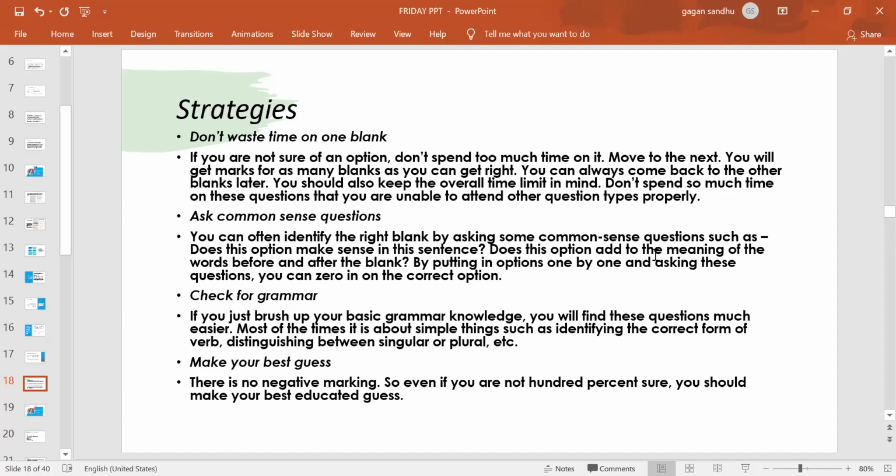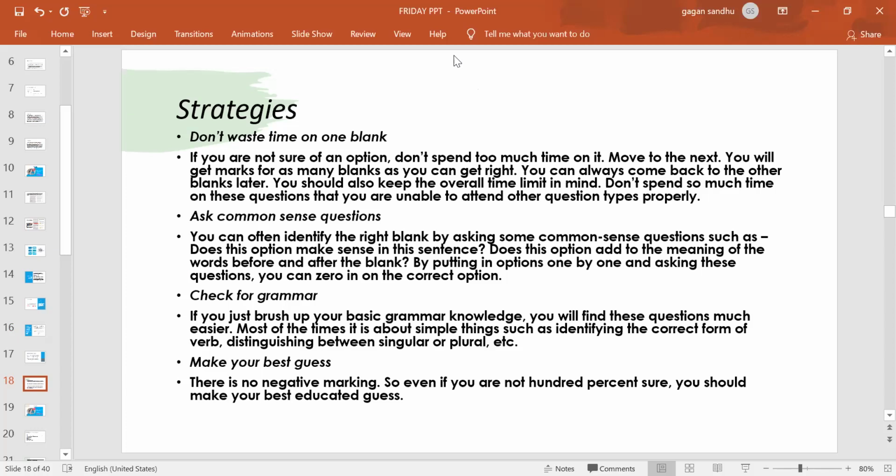If you feel like no, it is not in accordance with those words, then definitely there is something wrong with the option you have selected. By putting in options one by one and asking these questions, you can zero in on the correct option, right? Sometimes we don't understand what can be there, so just pick one option and look into the sense and meaning. If it's right, it's right. If not, try the second option, right?